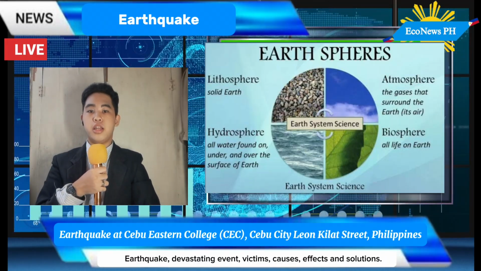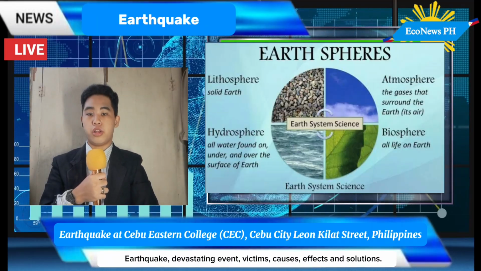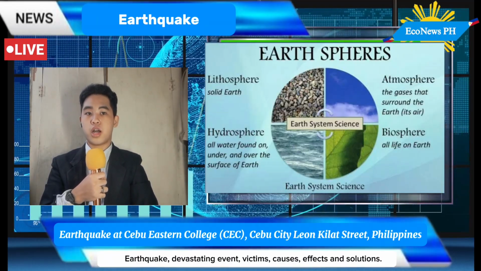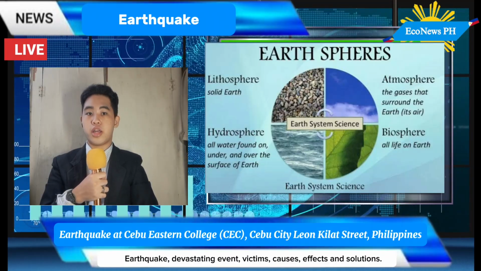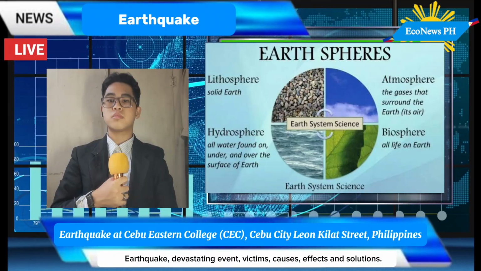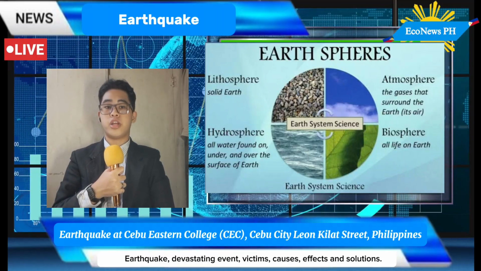And finally, the lithosphere or the geosphere. This is the solid part of the Earth. It includes the ground, rocks, soil, and mountains. It's the land we stand on and where earthquakes usually start. Now, how could an earthquake affect the four spheres of the Earth?